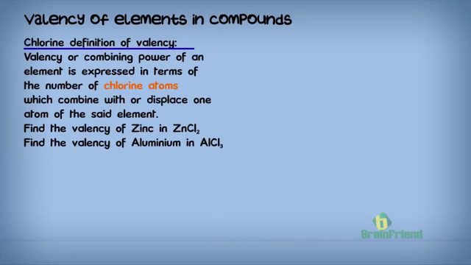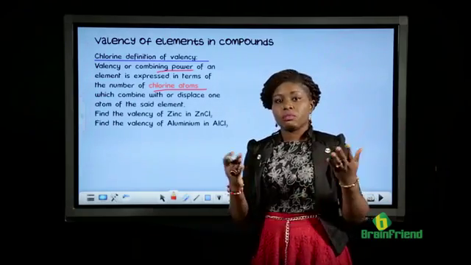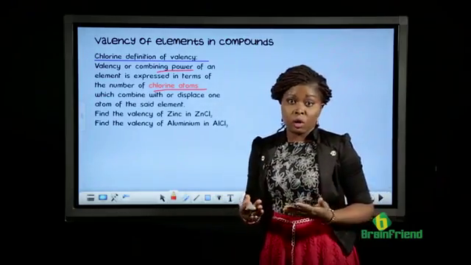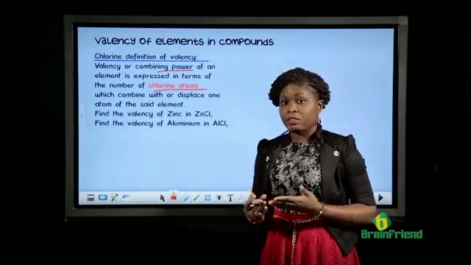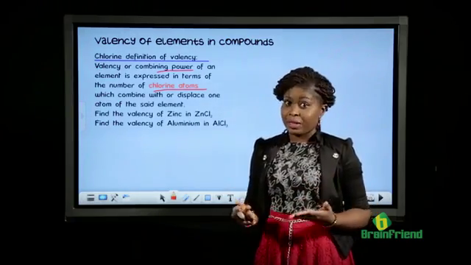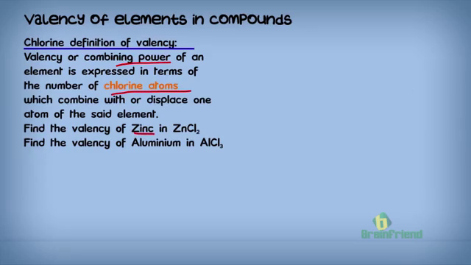Then we have the chlorine definition of valency. It says that the valency or combining power of an element is expressed in the number of chlorine atoms which combine with or displace one atom of the said element. Just as we saw in the hydrogen definition of valency, here it's also telling us that when an element combines with chlorine, we can find the valency of that element by simply knowing the number of chlorine atoms that combine with that element. An example says, find the valency of zinc in zinc chloride.